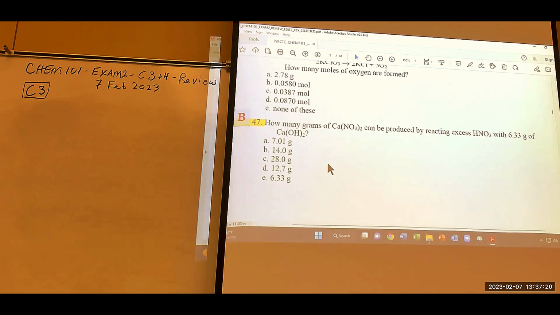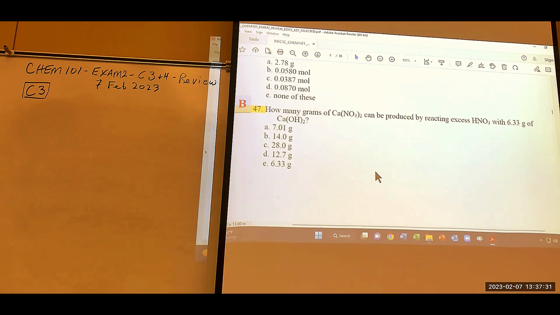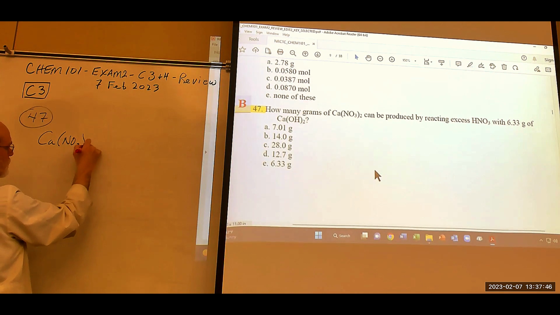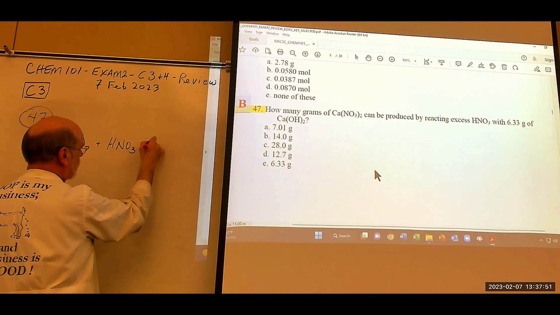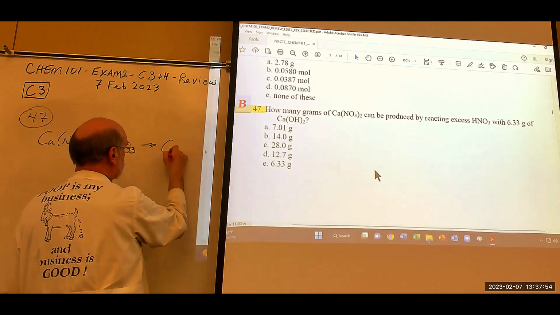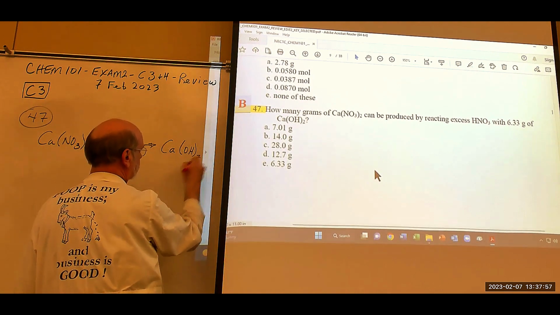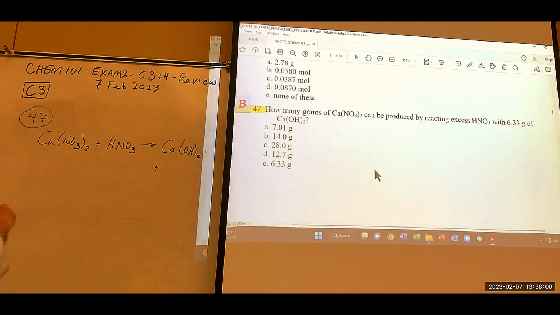How many grams of calcium nitrate can be produced by reacting excess nitric acid with 6.33 grams of calcium hydroxide? You need the balanced equation. Maybe better at least show you the balanced equation. What you got to do is fill in all the reactants and products. So we have calcium nitrate reacts with nitric acid. And we know one of the products is calcium hydroxide. But what else does it produce?